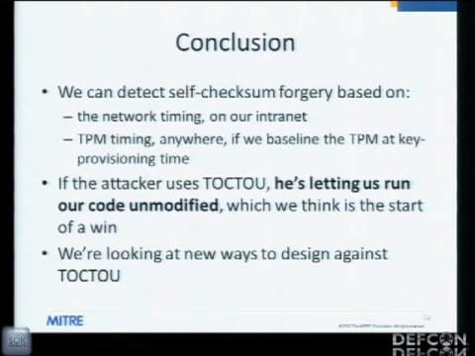In conclusion, what we've shown in this work is that we have a more practical system that runs on Windows XP and Windows 7. We can detect if you're modifying our self-checking code, detect it on the intranet based on the round-trip time, and detect it arbitrarily based on the TPM trusted stopwatch if we baseline the time for your specific system. We know that the attacker can get around it with talk-to attacks, but the key point is that if he's doing a talk-to attack, our code is unmodified. So in the academic sense, we've won, but we're still concerned about this, so we still want to find ways to mitigate talk-to attacks.